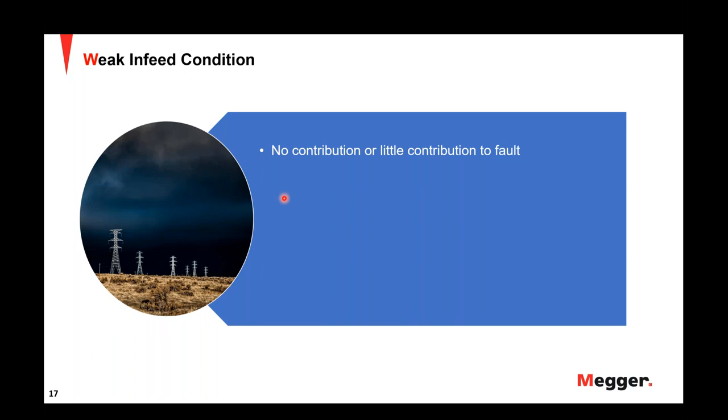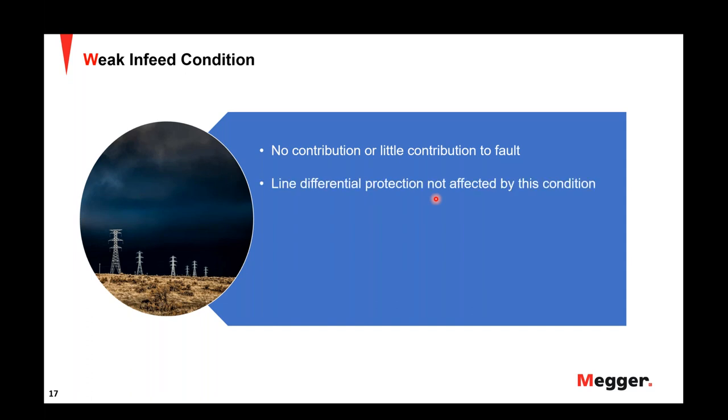Next, I would like to speak about a weak infeed condition. A weak infeed condition basically happens when there is no contribution, or let's say a very little contribution, from one end of the line to the fault on the same line, right? An example of weak infeed would be a radial line with no source at the load end, right?